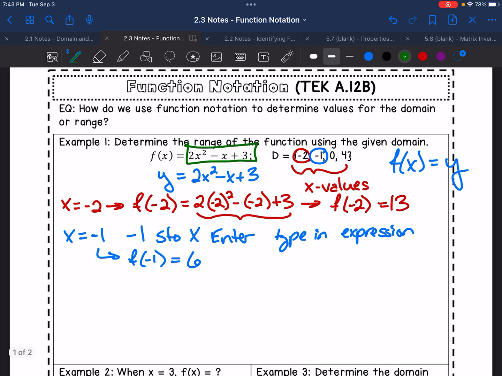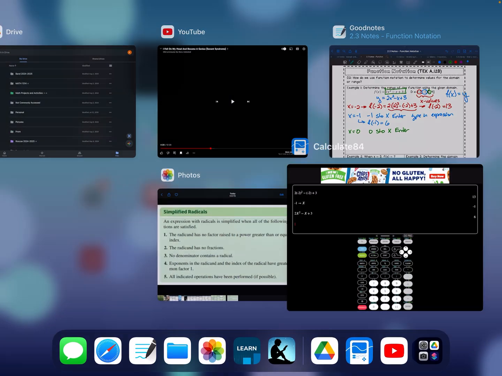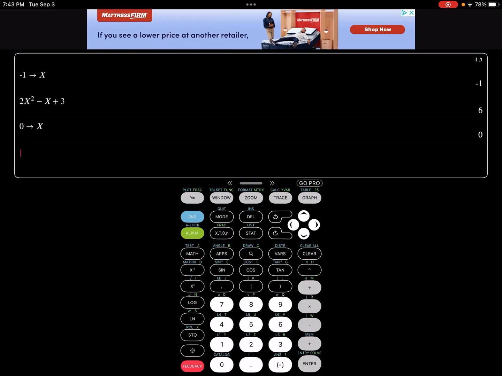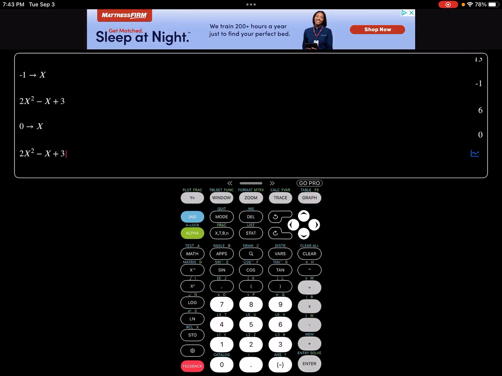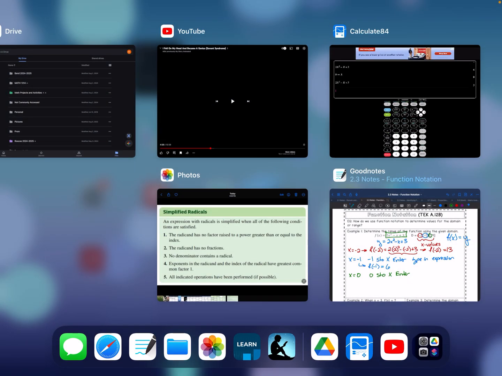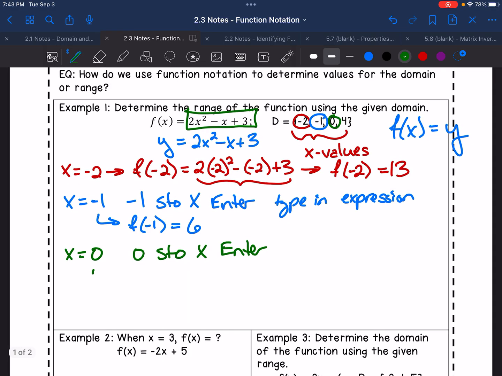All right, let's try another. My next number is a 0, so x equals 0. So we're going to do 0 store x, enter. So on the calculator, 0 store x, enter. So now the calculator thinks x is a 0. And then since I'm using the same expression as earlier, I'm just going to go up and highlight it and press enter, and it copies it for me. And now when I press enter, it tells me that the answer is 3. All right, so when my x is 0, my y is 3.